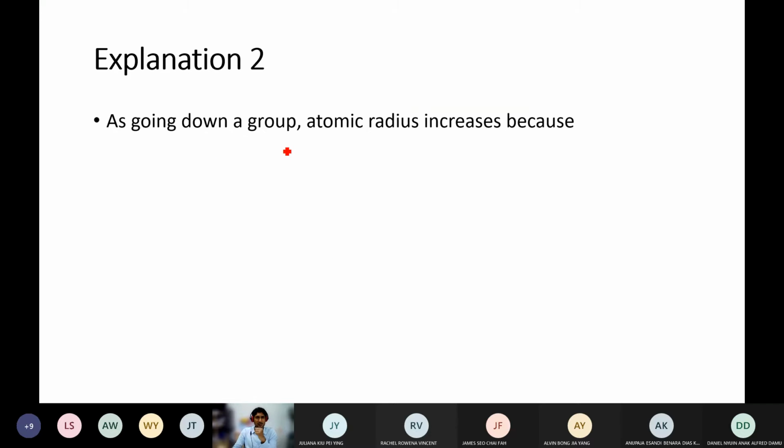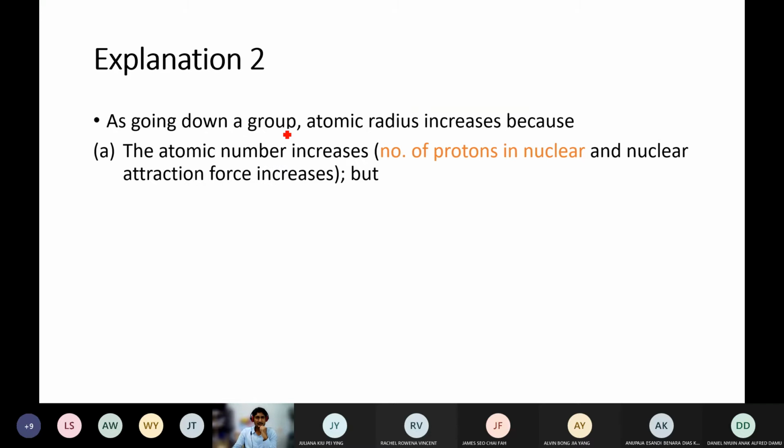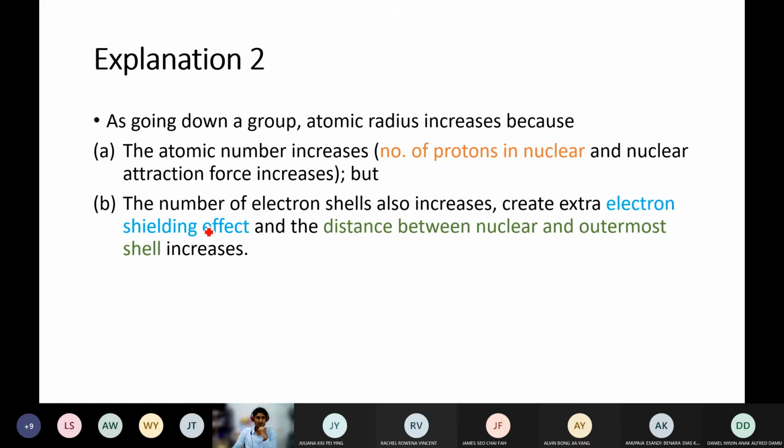Explanation 2: as we go down a group, atomic radius increases because the atomic number increases, but the shielding effect also increases. Just now I was telling you about cesium. The shielding effect for cesium will also increase, and that is why it is very hard for the nucleus to pull the outermost electron. The effective nuclear charge reduces, and that is why it is far.